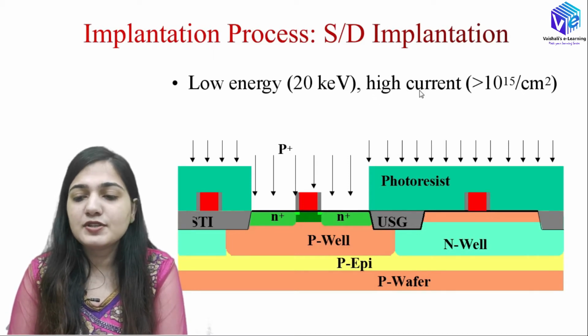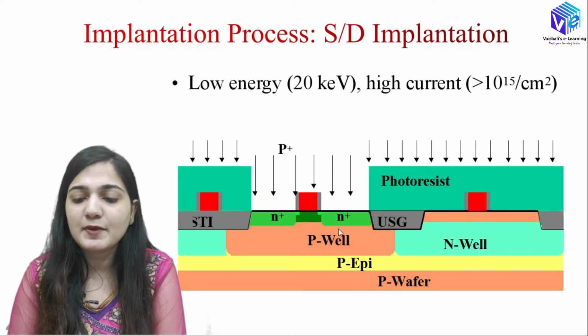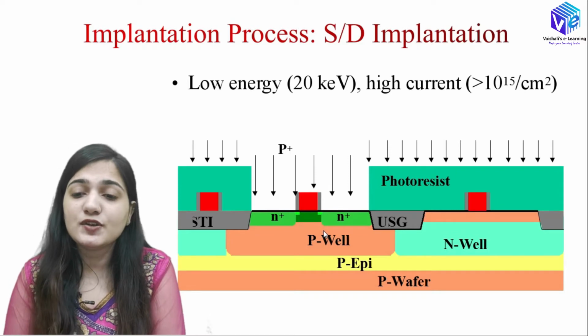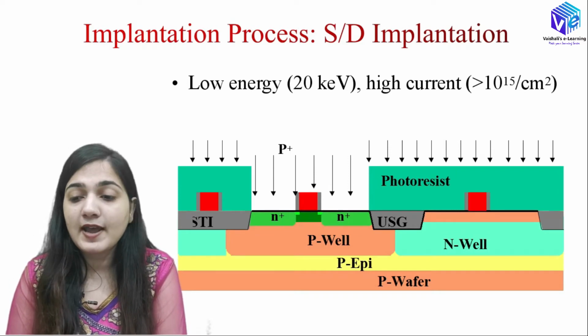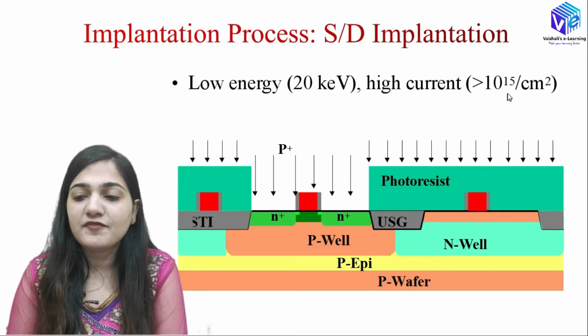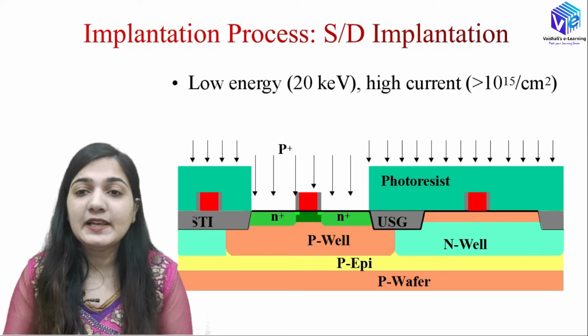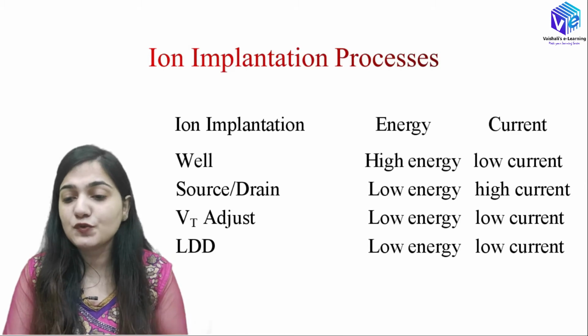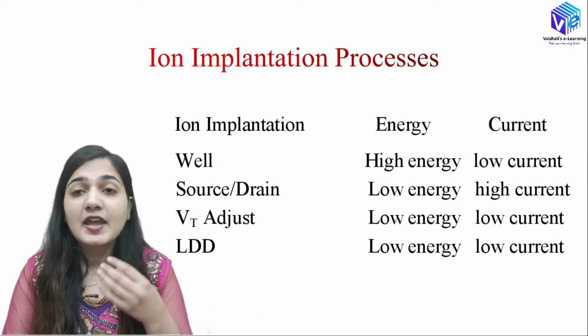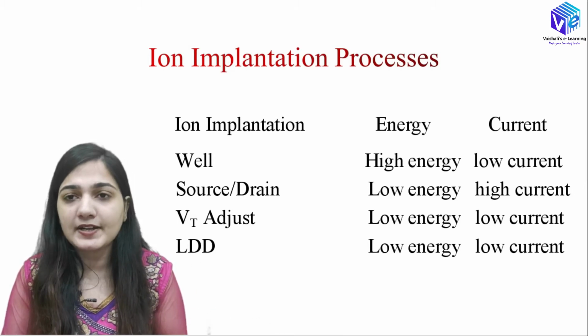Okay, now we are using the high current. Why high current? Because I will require the N plus region or the P plus region for the source and drain. So here I will require the high current of the order of 10 raised to power 15 per centimeter square. Okay, so up till now all of these things are clear, how I am choosing the energy and current in each one of the ion implantation processes.